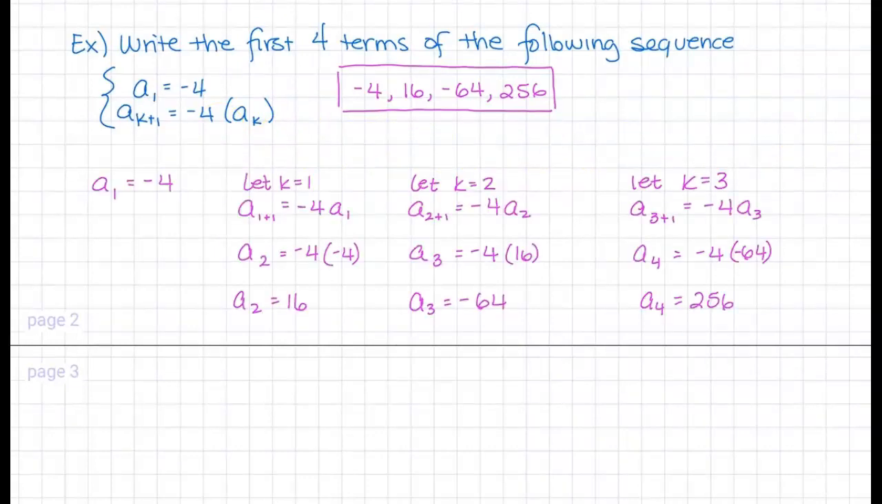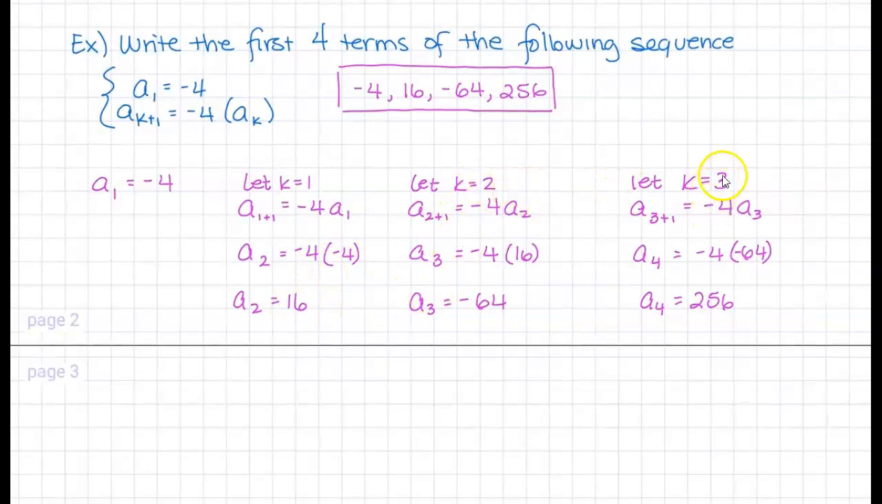So you're going to pick different values for k and plug them in. First of all, we know the first term is -4. Again, that's defined for us. To find the second term, I'm going to need the subscript to be 2. So I'm going to let k equal 1. I put a 1 in for this k. I put a 1 in for that k. And now it's telling me a sub 2 is -4 times the first term, which was -4. So I get 16. And then so on and so on.